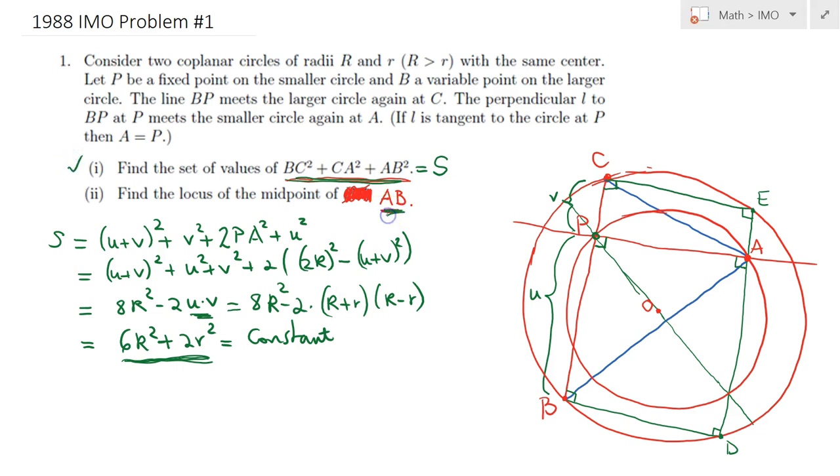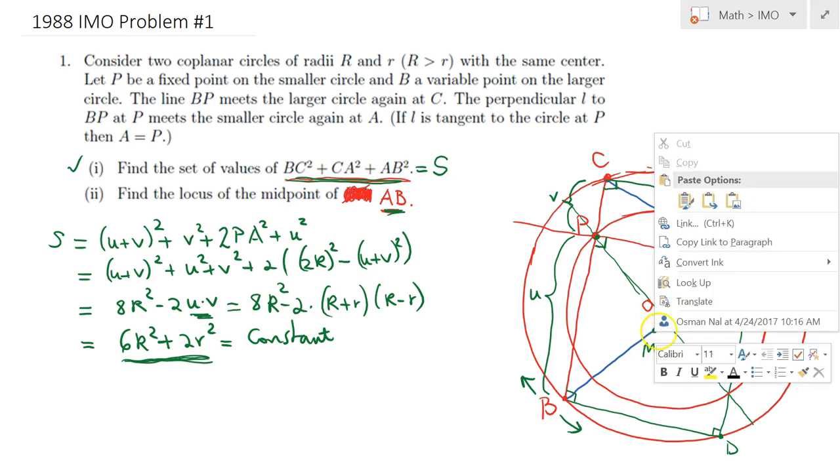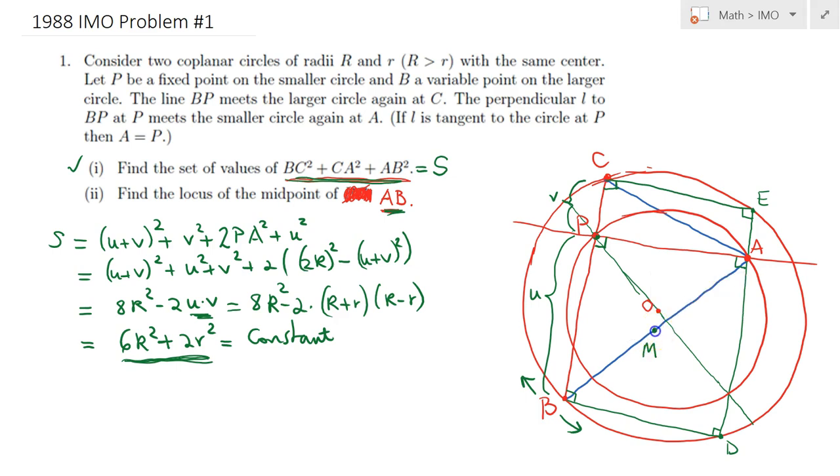Now for the second part, the midpoint of AB, I'll call it somewhere probably here. Sorry for that. So somewhere here, I would assume. Let's call the midpoint M. As B moves around, because we are pivoting around the point P, we would wonder how the location of M, the midpoint of AB, would change, right? So that's kind of the goal.